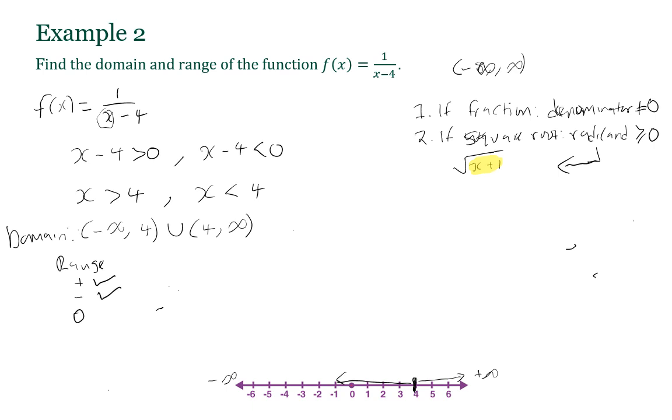But can we have 0? No, because for us to have 0, we have to have a 0 divided by something, but we have 1 here. So we cannot have 0. So we can see our range is all the real line except 0. So our range will be from minus infinity up to 0, union from 0 to infinity. So only 0 is excluded.